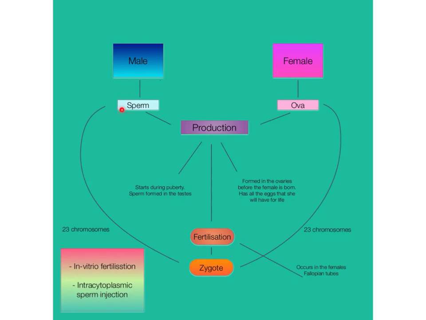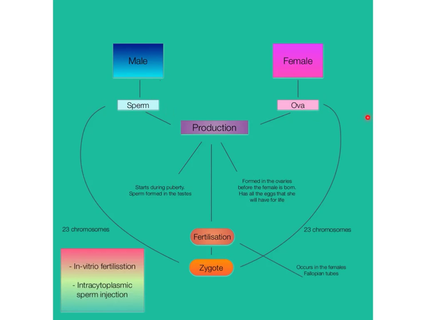Sperm and the ova are the names given to the male and female sex cells respectively. Sperm production in males starts during puberty, and sperm are formed in the testes at a rapid rate of over 12 billion per month. Ova form in the ovaries before the female is even born. Once born, the female already has all the eggs that she will have for life. These eggs will mature once puberty occurs.